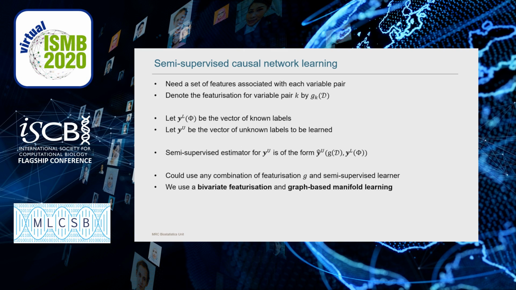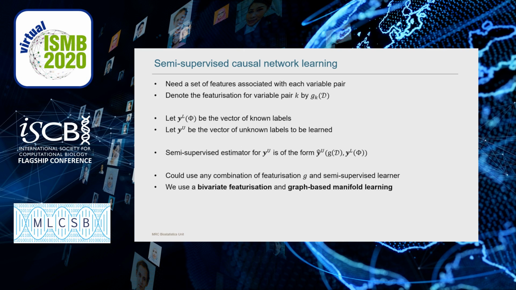We denote the featurization for variable pair k by a function g_k, which is a function of the n by p data matrix. We let y superscript l denote the vector of known labels derived from the background knowledge phi, and y^u be the vector of unknown labels to be learned. So we need a semi-supervised estimator for the unknown labels y^u, which takes as input the featurization for each variable pair and the known labels. So we could essentially use any combination of featurization G and semi-supervised learner.